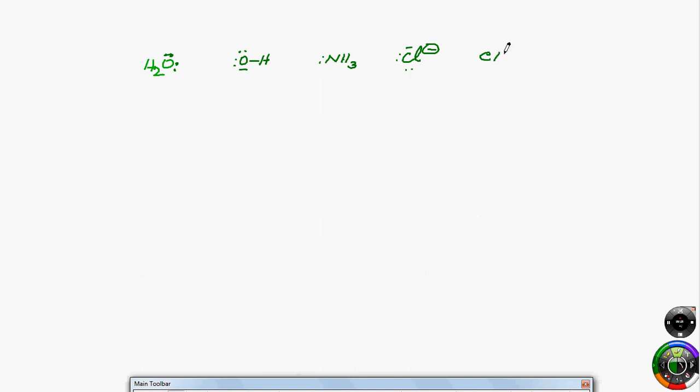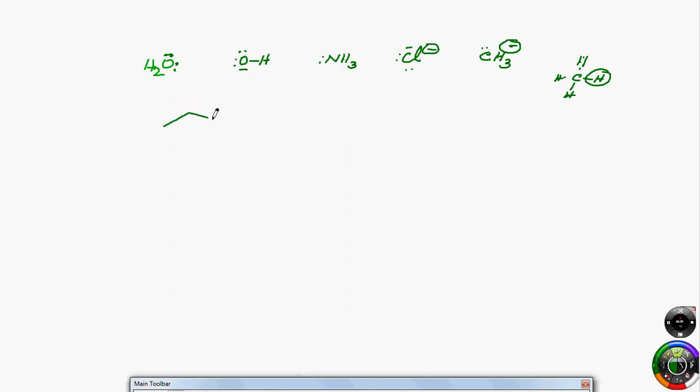CH3 minus, how is CH3 minus formed? From CH4 when one proton is removed, CH3 becomes CH3 minus. All these are nucleophiles.